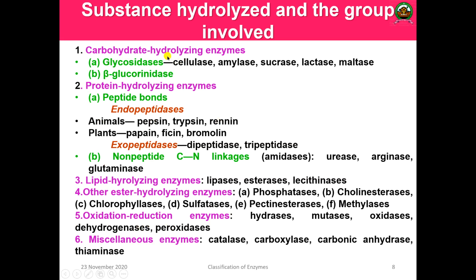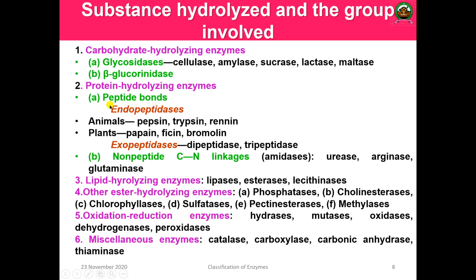The carbohydrate hydrolyzing enzymes are commonly known as glycosidases. We have already seen these enzymes in unit number 5, where we discussed carbohydrates. The major glycosidases are cellulases, amylases, sucrases, lactases, maltases, etc. They hydrolyze the sugar residues in the 1,4 linkages. Another group is beta glucuronidases.